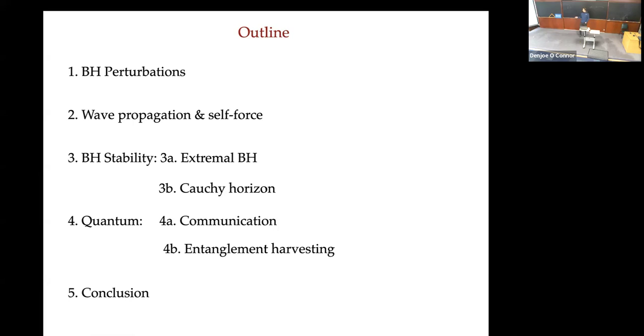Then I'll talk about black hole stability properties. There will be two subsections. One will be extremal black holes, and the other one will be the Cauchy horizon of black holes, so inside black holes. So sections 2 and 3 are classical physics. And then the last section is quantum physics. It will be two subsections as well. The first one is going to be communication between particle detectors and then entanglement harvesting. And feel free to ask questions at any stage.